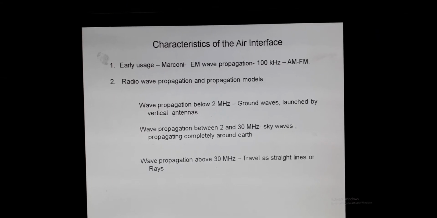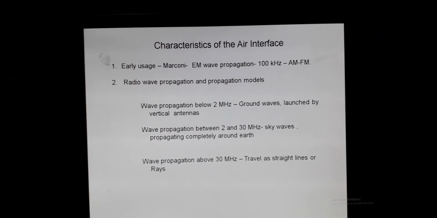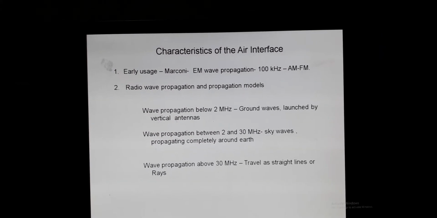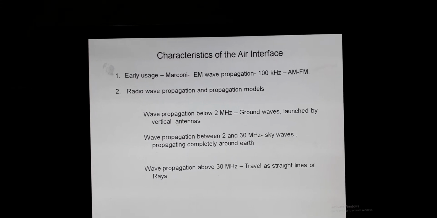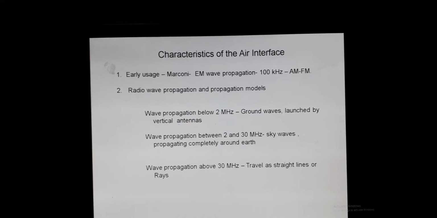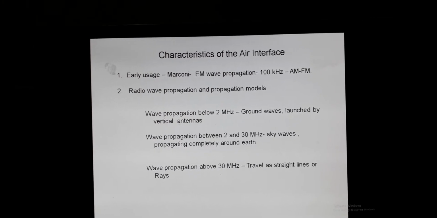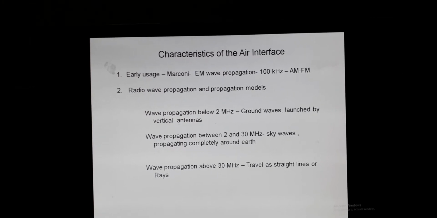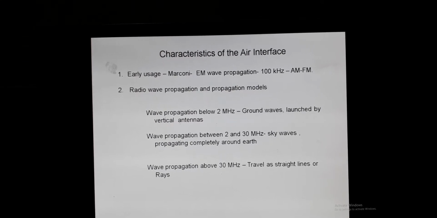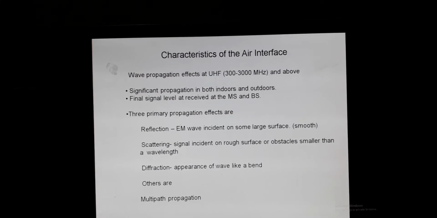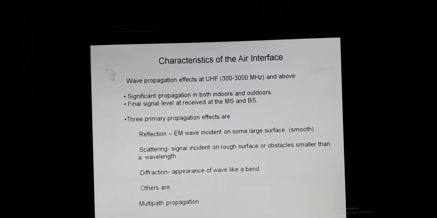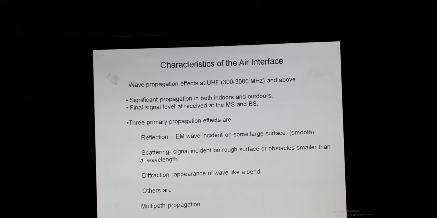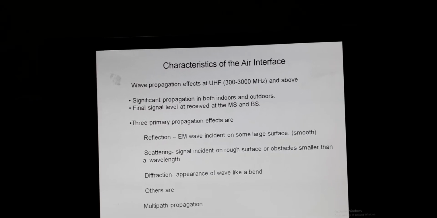There are some important categories of propagation waves. Wave propagation below 2 megahertz are called ground waves. Wave propagation between 2 to 30 megahertz are called sky waves. Wave propagation above 30 megahertz, they travel as straight lines or rays. Air interface characteristics with respect to ultra high frequency, 300 to 3000 megahertz.